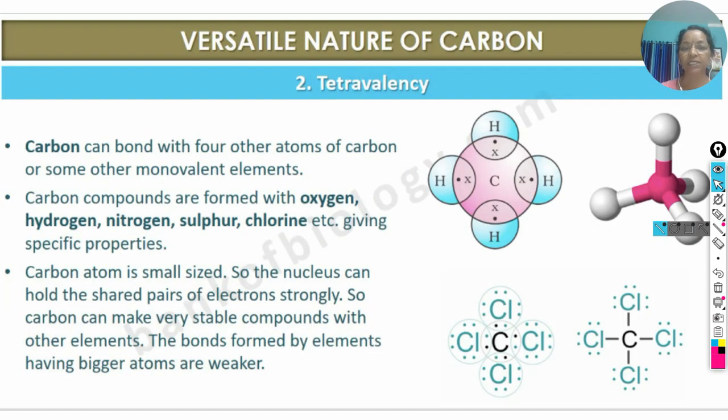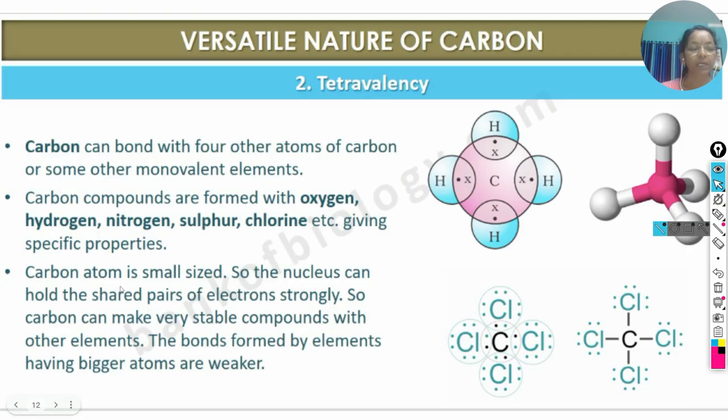Now the second reason for the versatile nature of carbon is tetravalency. The word itself gives the meaning: tetra, 4, valence is 4. We know the valence of carbon is 4. What is so special about that? Since it has 4 electrons in the outer shell, it can combine easily with 4 other atoms, with elements like oxygen, hydrogen, nitrogen, sulfur, chlorine, etc. What is the advantage? It gives specific properties, and it gives a large number of compounds.